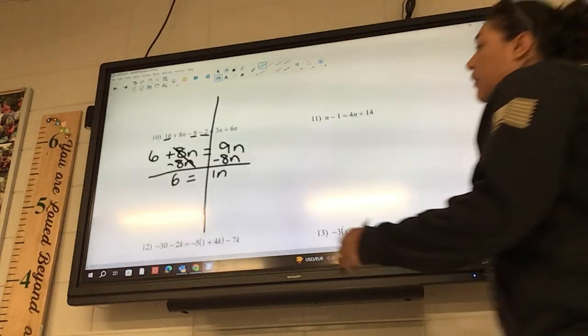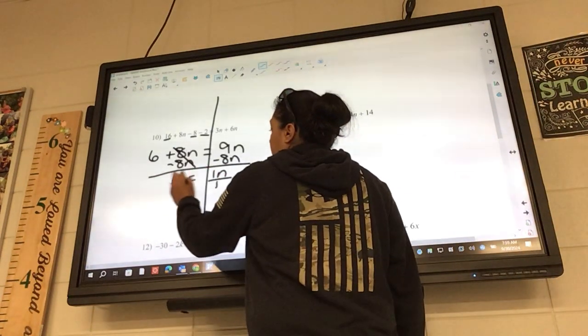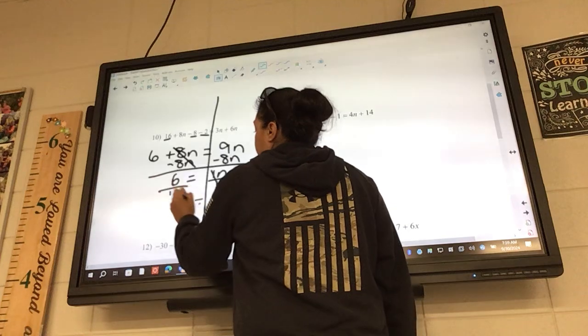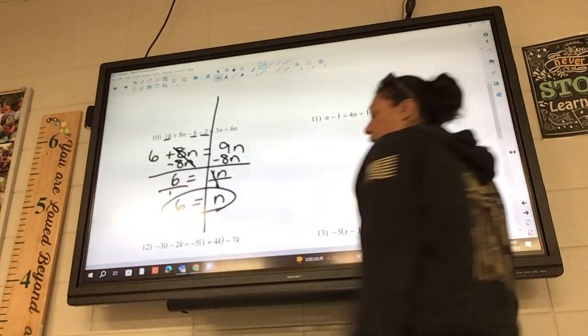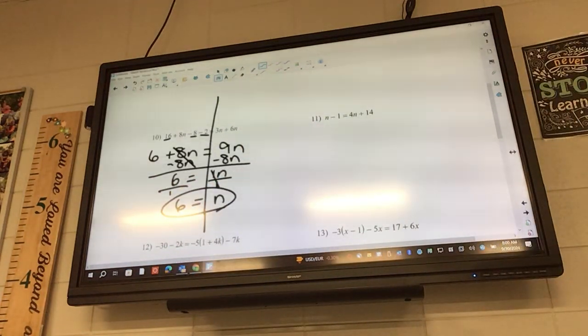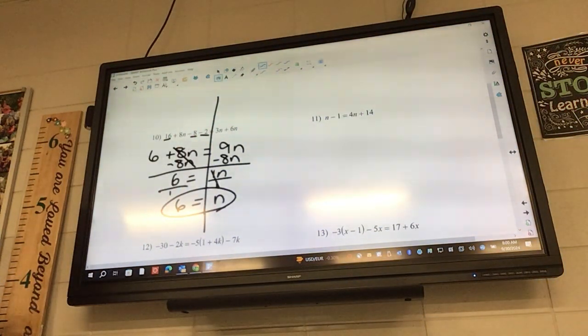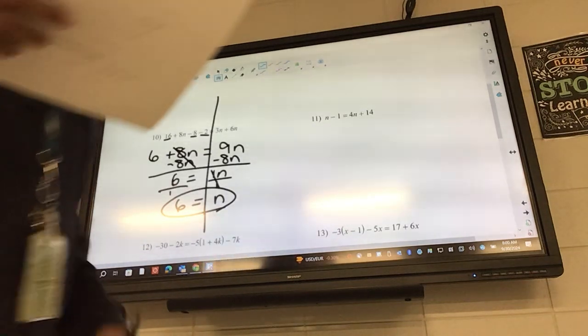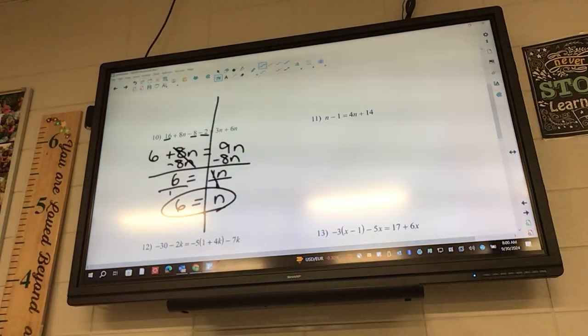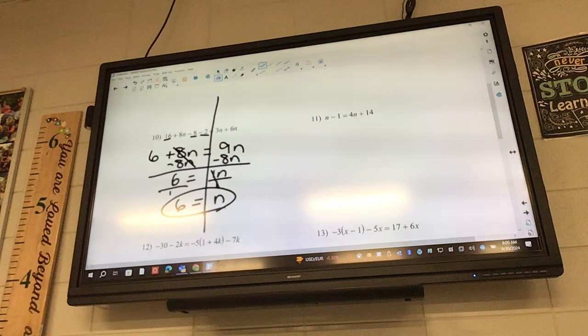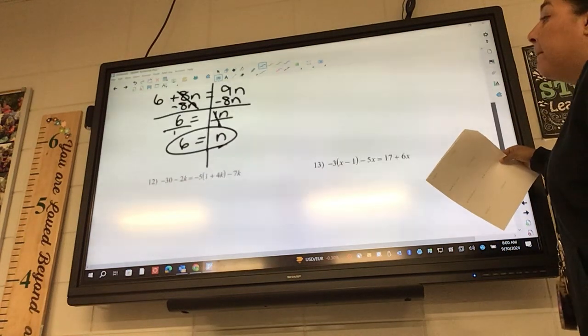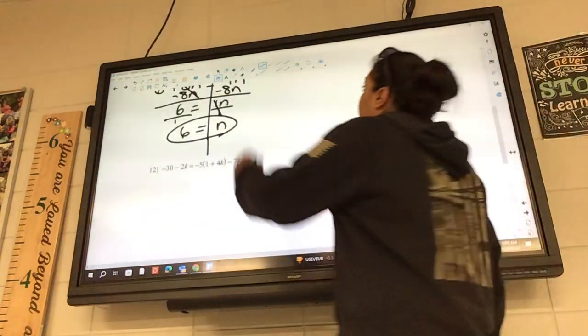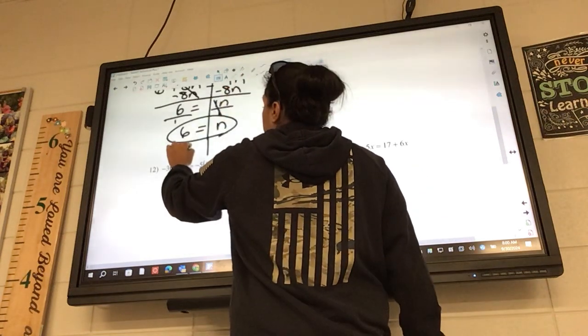Okay, so you're going to move the 8 and then we can divide by 1. So we get n equals 6. Okay, 12. What needs done first? Huh? Distribute. Okay, we're going to do the parentheses first.